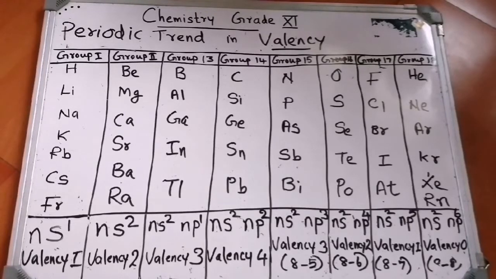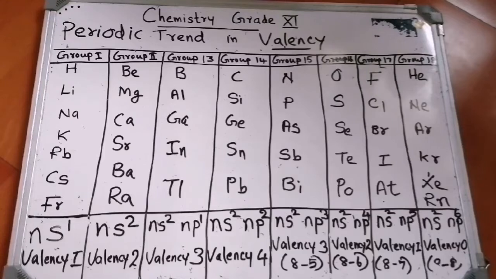Welcome to Grade 11 Chemistry, Periodic Trend in Properties of Elements: Valency. You have learned in the previous video that valency is determined by the number of valence electrons present in the outermost shell of an atom. If you look at the modern periodic table, there are 18 groups.